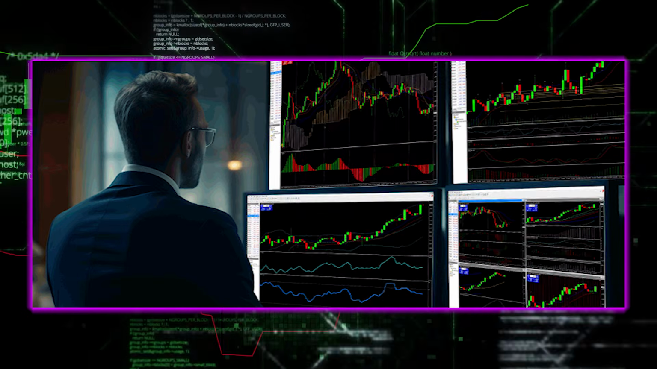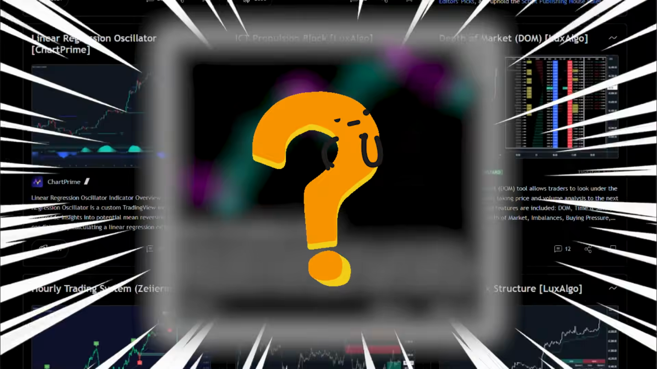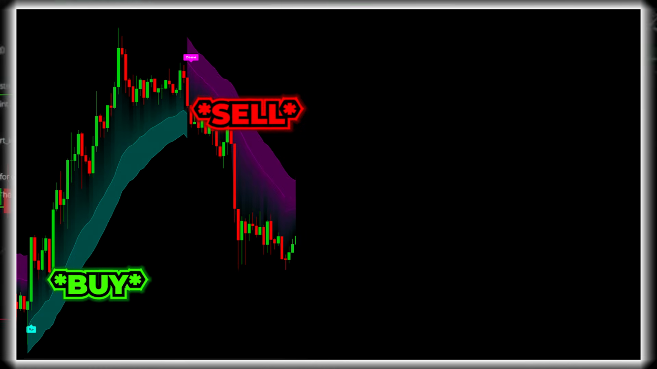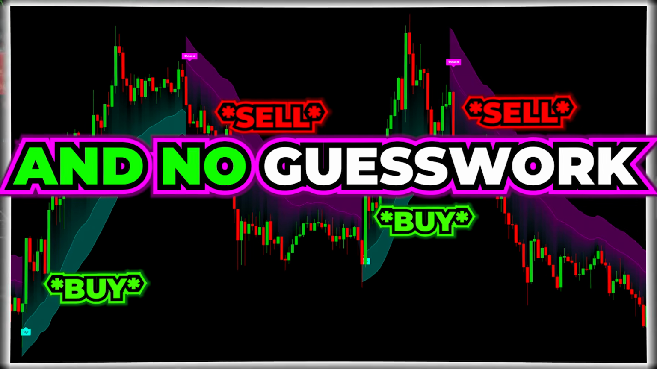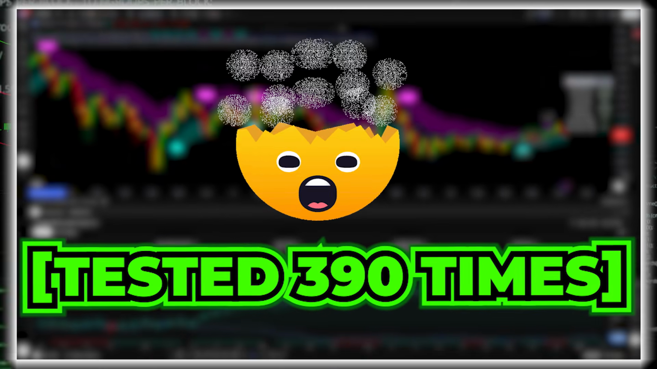Most buy-sell indicators look great in hindsight and completely fail in real trading. But this one is different. It is the most powerful indicator I've ever seen on TradingView. Clean signals, no noise, and no guesswork. And the backtesting results say it all.